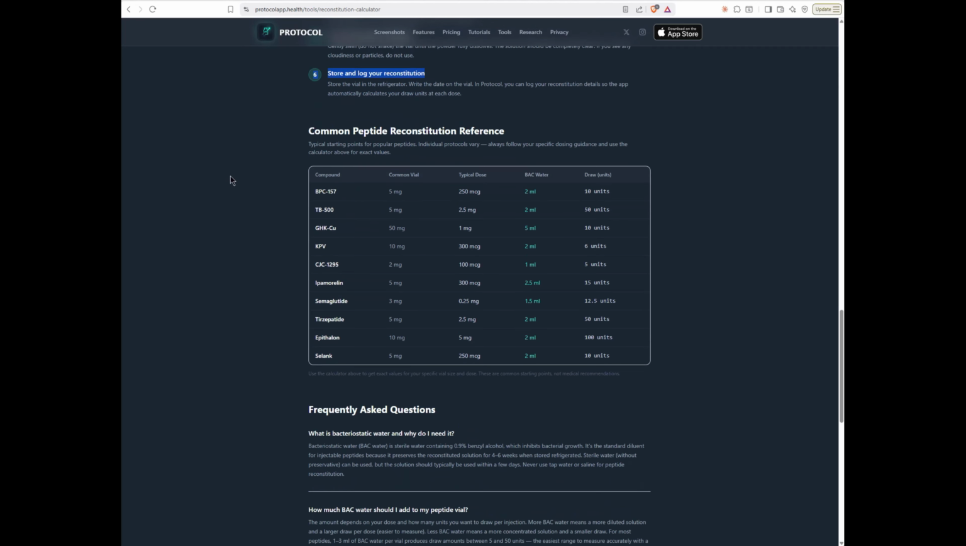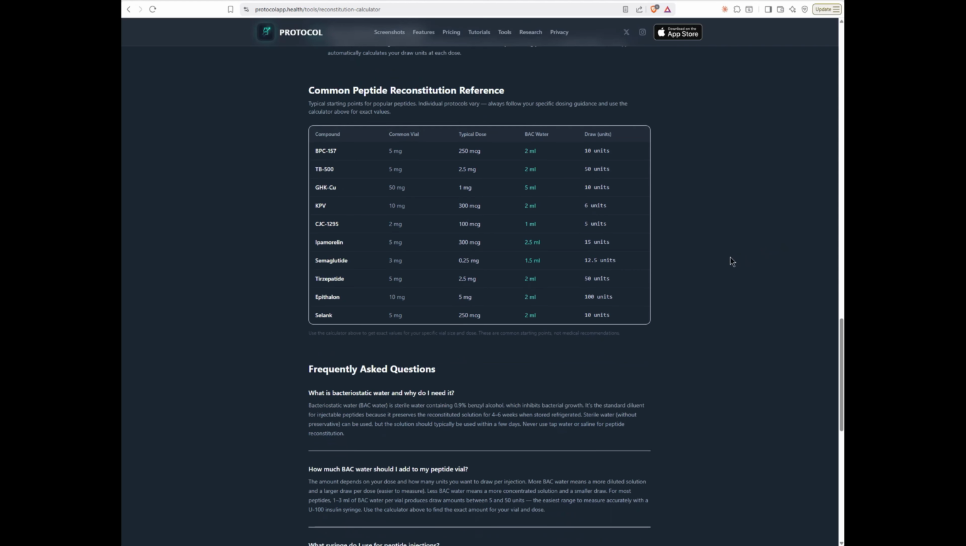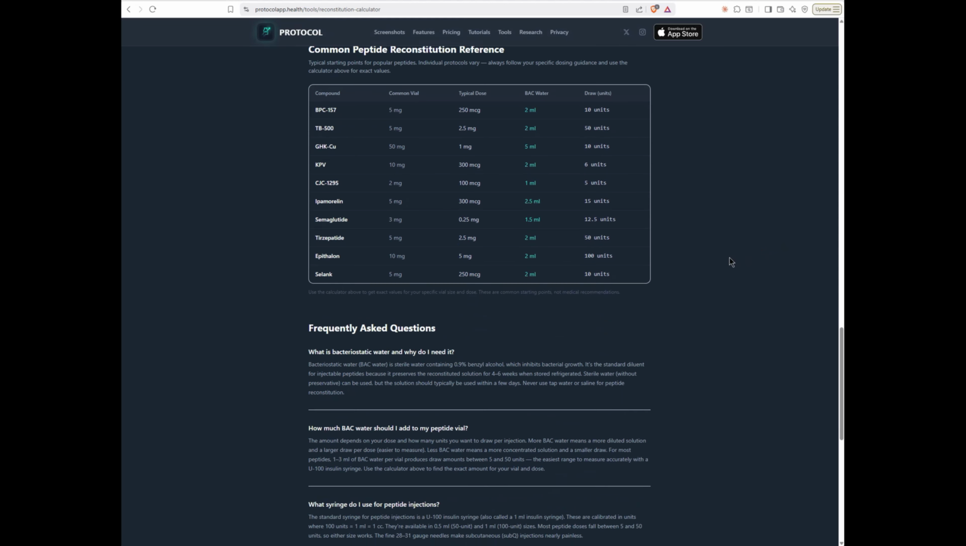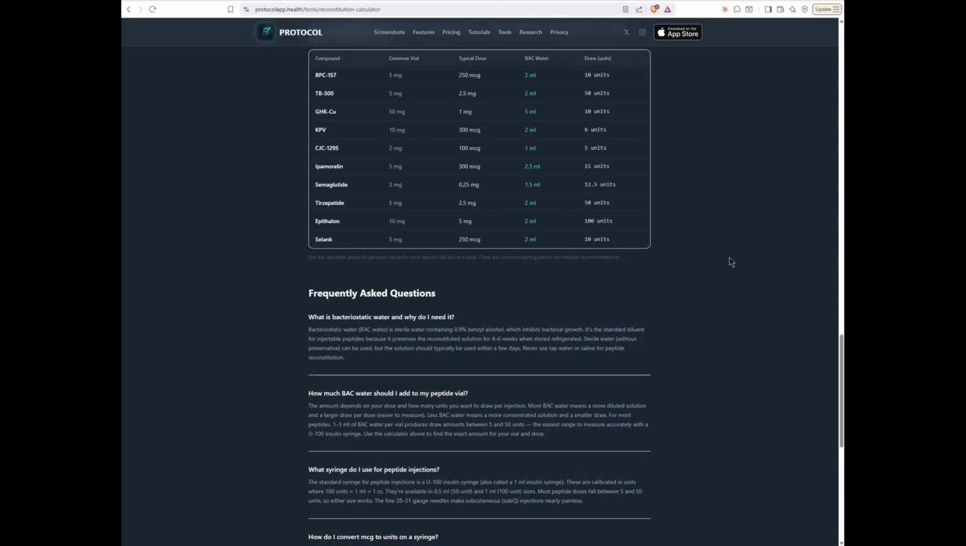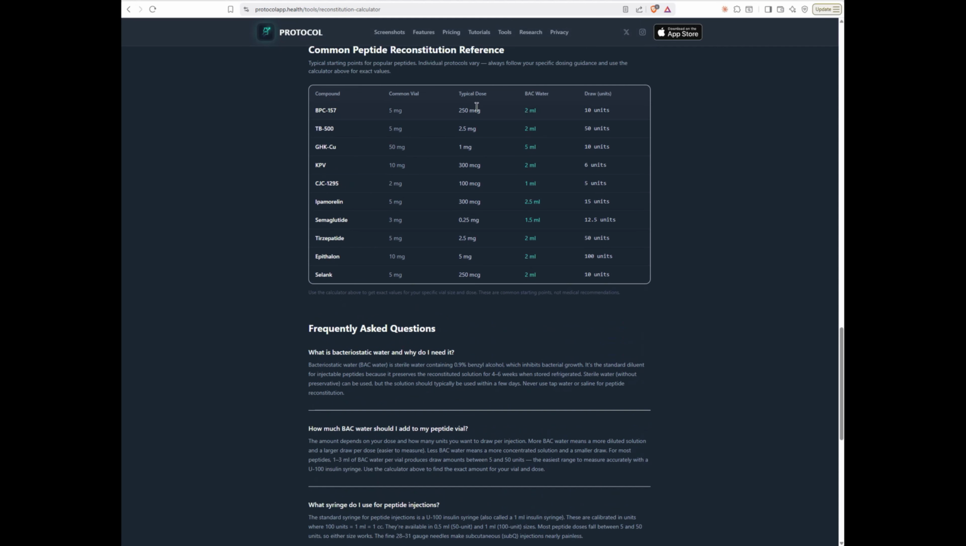We've also included a quick reference table for the most common peptides: BPC-157, TB-500, GHK-Cu, CJC-1295, Ipamorelin, Semaglutide, Tirzepatide, and more. Each row shows the common vial size, typical dose, recommended BAC water, and the draw in units. These are the most common starting points, but use the calculator above for your specific setup, because vial sizes vary between suppliers.